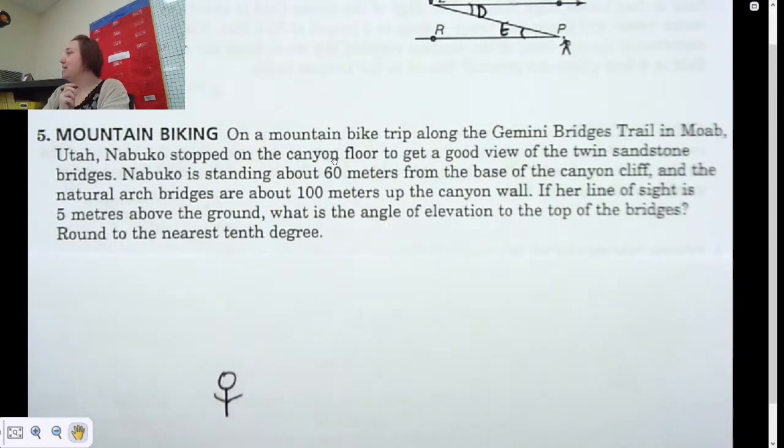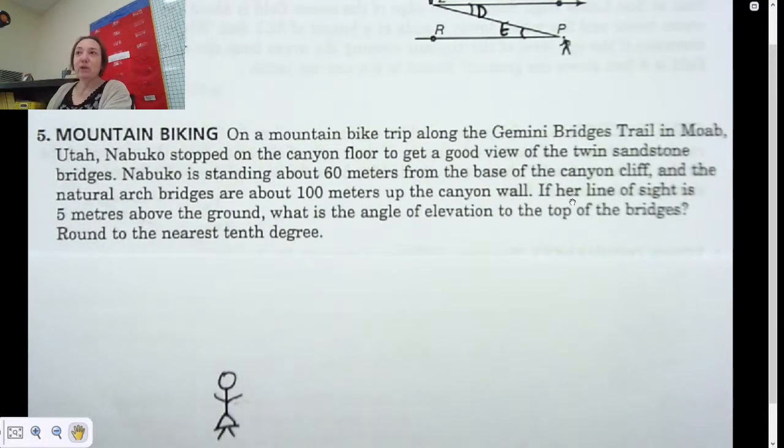I agree with that sentiment. I also would think it's a boy because of the O at the end. However, if you read the rest of this, it says "her." So we're going to give Nabucco a skirt.